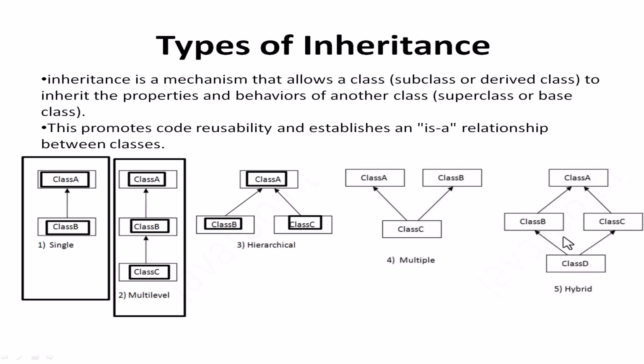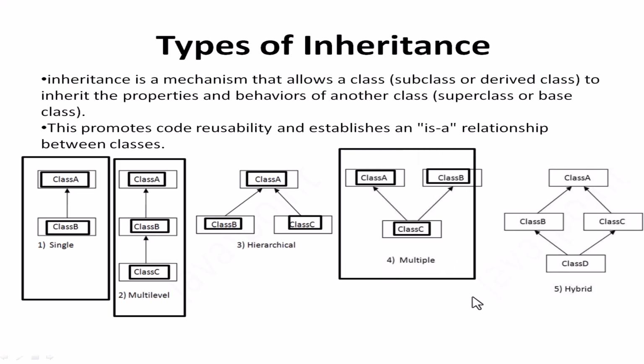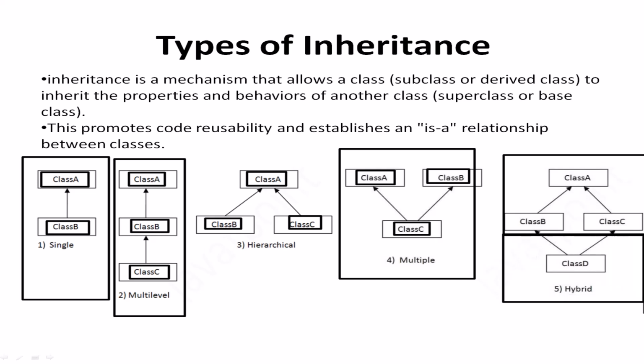So next one, hybrid inheritance and multiple inheritance. Class A, class B, and class C. Class C is having two parents, but Java doesn't support multiple inheritance. Java supports hybrid inheritance up to some extent, but not fully. In order to achieve multiple and hybrid inheritance to the full extent, we use the concept called interfaces.